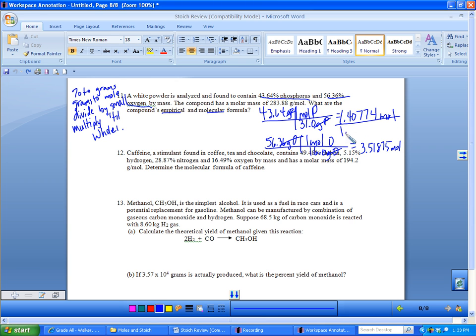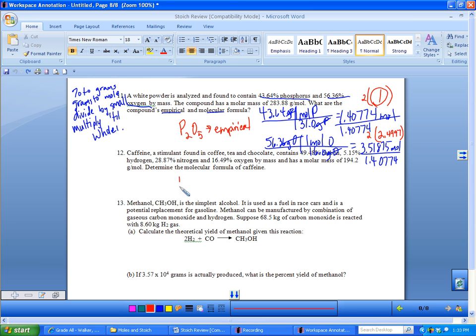Divide by the small. Here's my small. So when I made that division occur, that gave me 1. When I made that division occur, that gave me 2.5. Yes, 2.5. Actually 2.4997. So I said, well, that's close enough to 2.5. I'm going to multiply that by 2 and multiply this one by 2. So I got the empirical to be P2O5. There's my empirical. That's the smallest whole number ratio.